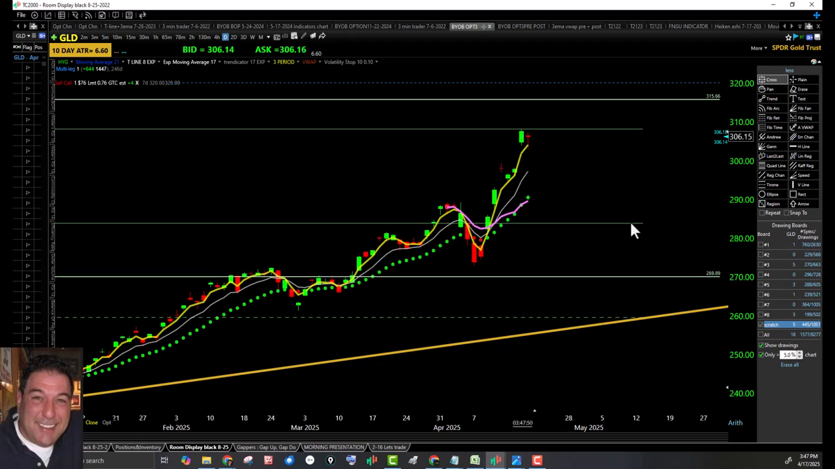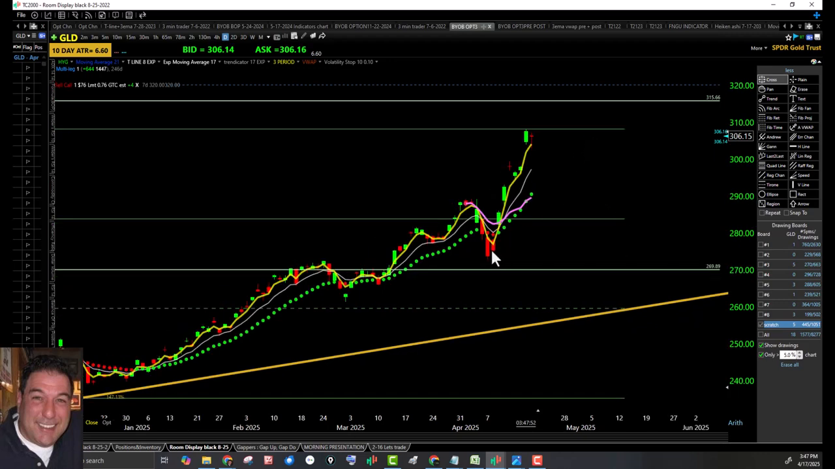Up here in quadrant 4, remember yesterday made a new all-time high. Price action today is bullish. Higher lows, higher highs, uptrend. Closing at the top of quadrant 4, definitely bullish. All right, let's take a look at silver.